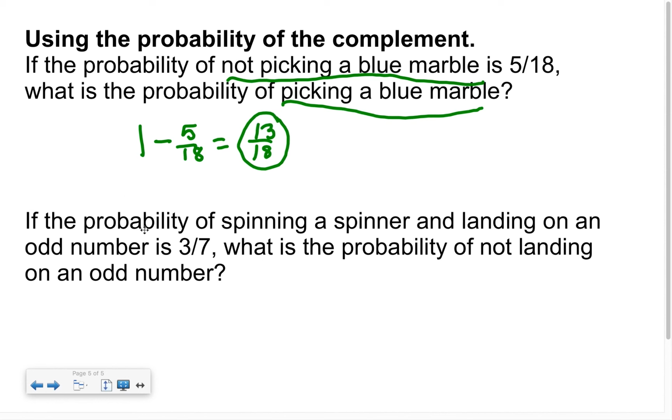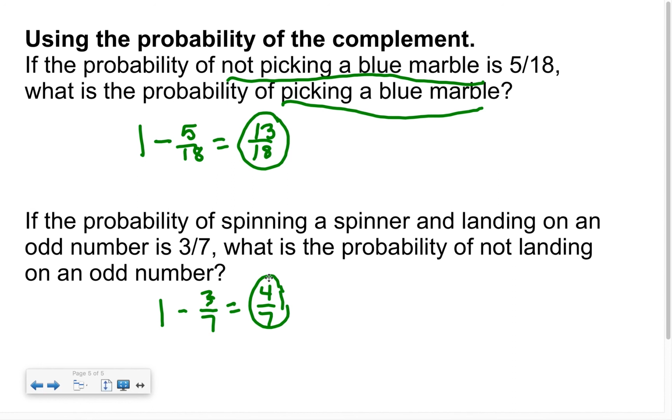If the probability of spinning a spinner and landing on an odd number is 3 out of 7, what is the probability of not landing on an odd number? Let's say that there's 7 spots. If the probability of landing on an odd is 3 out of 7, and there's 7 spots, that means that 4 of them are not going to be odd. We could solve this by doing 1 minus 3/7 equals 4/7. Since we know that if 3 of them are odd, that means that there's still 4 others, and if those aren't odd, they're going to be part of the complement. So the probability of not landing on an odd number is going to be 4/7.